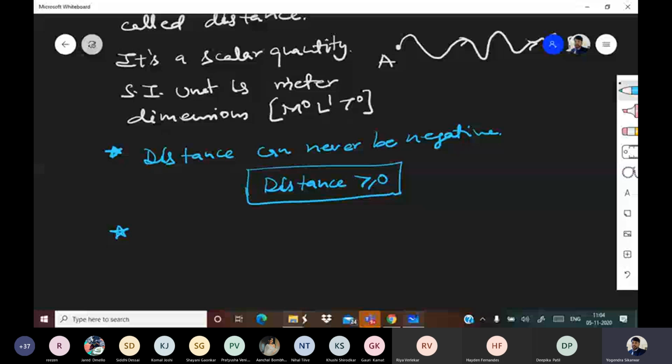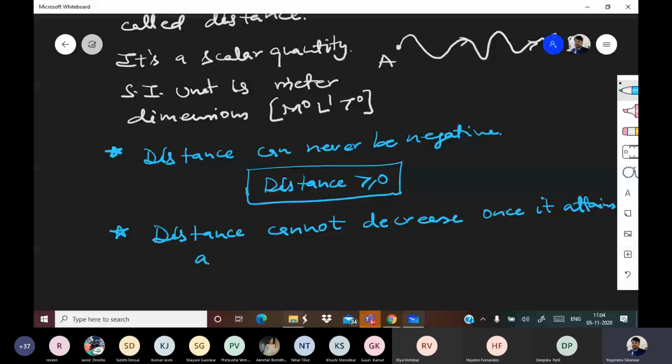Next point. Distance cannot decrease once it attains any value.